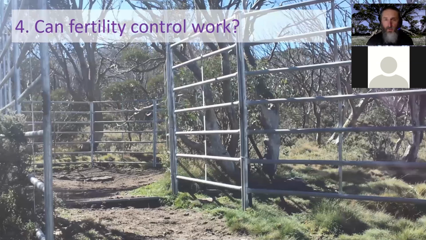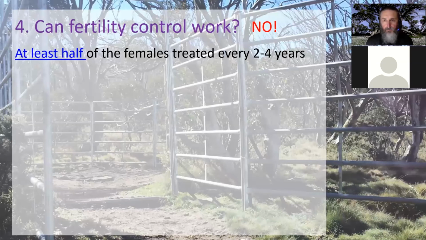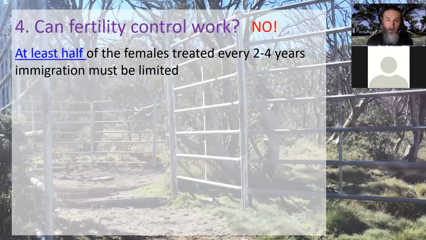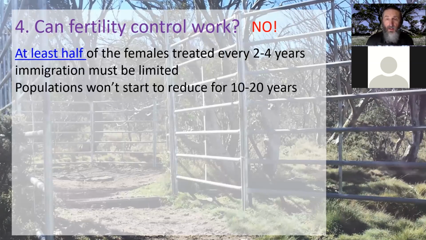And the same applies for fertility control. Can fertility control work? No, it can't. And I'll tell you why. When you're working with fertility control, at least half of the females have to be treated every 2 to 4 years. And immigration has to be limited. If you've got new horses coming in, then it introduces untreated females. The other thing, even if you could do that, populations won't start to reduce for 10 to 20 years because if a horse isn't reproducing, it lives for longer. So the impacts on the environment are going to continue over that whole period before the population starts to decline.